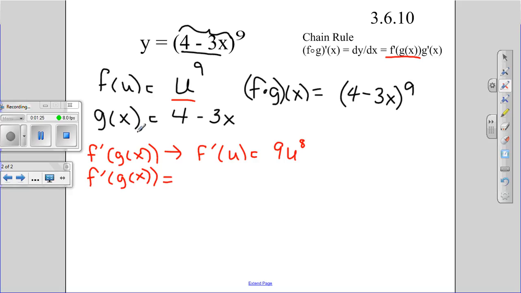So now we can get that f prime of g of x is equal to, we're just going to substitute in g of x, which is 4 minus 3x, for u. So 9 times (4 minus 3x) to the 8th. So now we have our f prime of g of x.